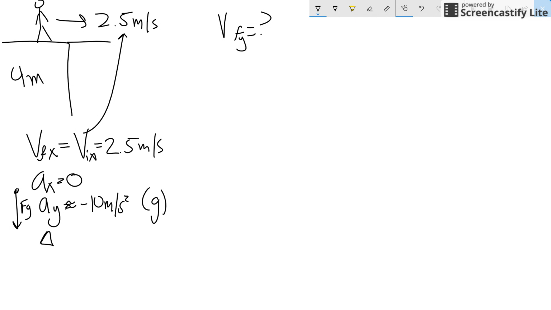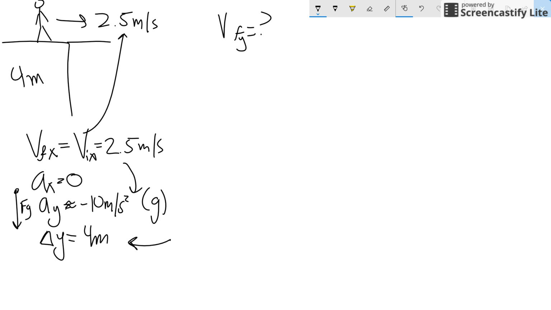We are given delta y, which is going to be 4 meters. We don't know delta x. We don't know time. But we don't need that. The only thing we need to figure out is that final velocity in the y direction. And you only need to know how far it's traveling and what its acceleration is in order to figure that out.